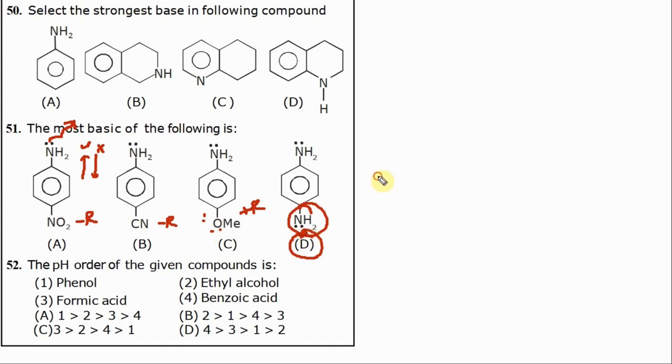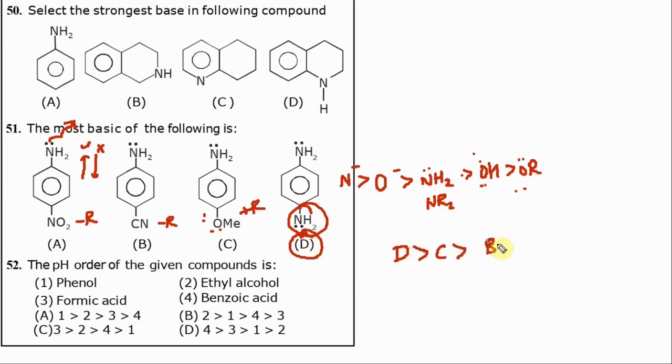So the N minus is the best plus R, followed by O minus, followed by NH2 or NR2, something like that, followed by OH, followed by OR. This is all the example given in class. Correct? So my D would be the best. D greater than C greater than B greater than A.